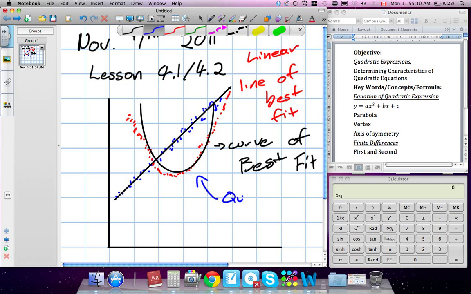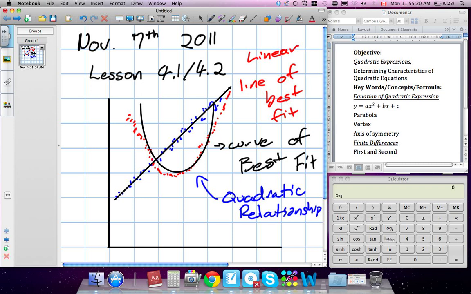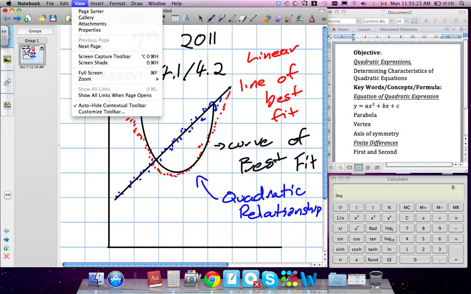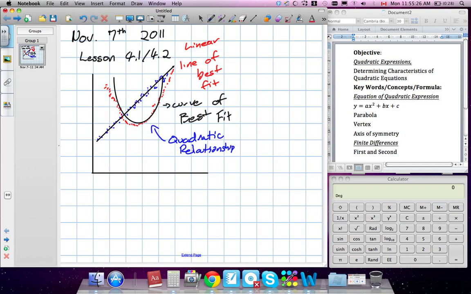Quadratic relationship, okay? Now, with a quadratic relationship, it's a curve, okay? And another word for a curve is a parabola. So the shape that it creates, which is this type of curve, is known as a parabola.